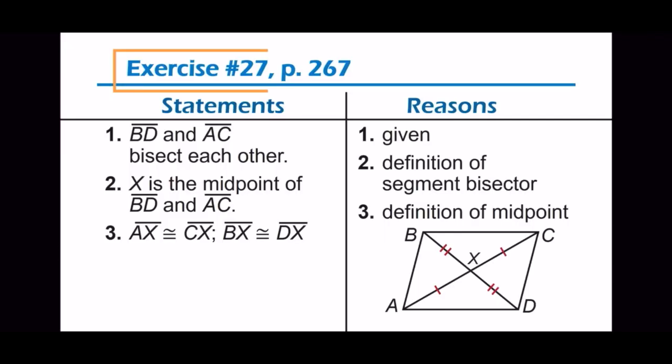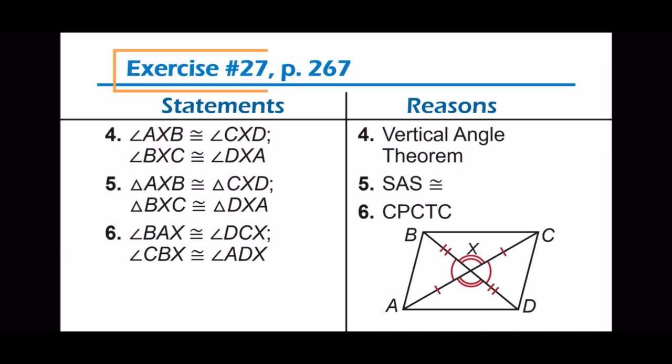The given was that the diagonals BD and AC bisect each other, and that led to the two congruent pairs of segments in statement number 3. Now, if you marked the diagram as I suggested, you can probably guess that the vertical angles come next, and you'd be right. The answer key points out that both pairs of vertical angles are congruent. And the fifth statement identifies two pairs of congruent triangles, which are named on the screen, and congruent by side angle side.